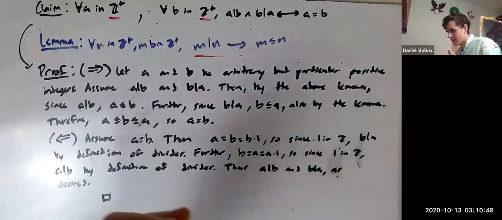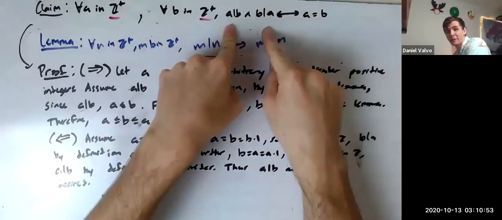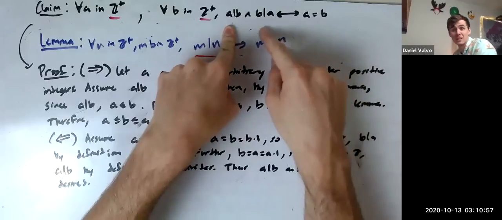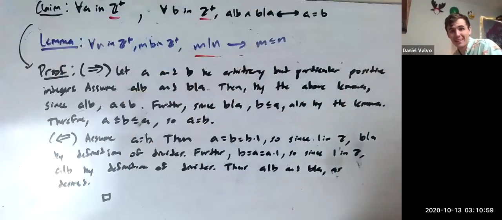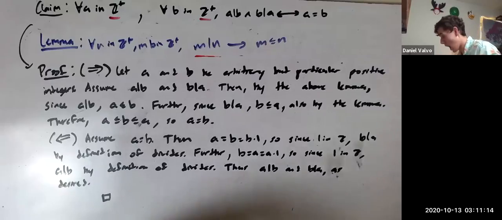So, A divides B and B divides A is equivalent to saying A equals B. If this happens, this happens. They're basically equivalent things. Any questions? Good. I hope this makes sense.